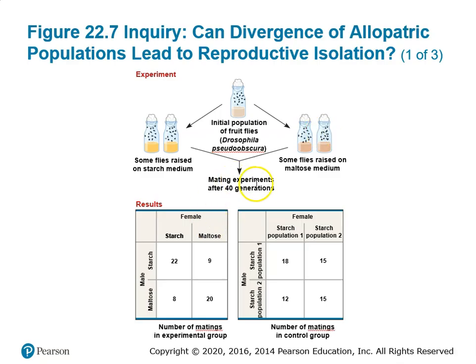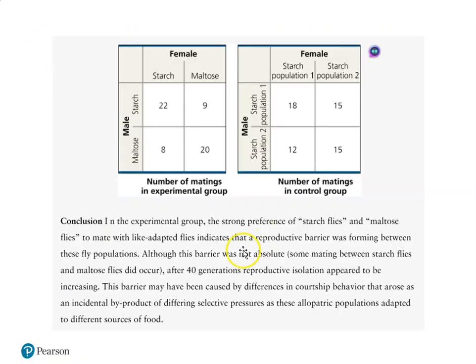And then after 40 generations, they ran mating experiments. And what they saw in the experimental group was, you can see that with starch and starch, the females preferred to mate with the males on the starch, from the same environment, and maltose also. But in the control group, everybody kind of had an equal chance of mating. And so what you can see here is that although this barrier was not absolute, of course, after 40 generations, reproductive isolation appeared to be increasing.